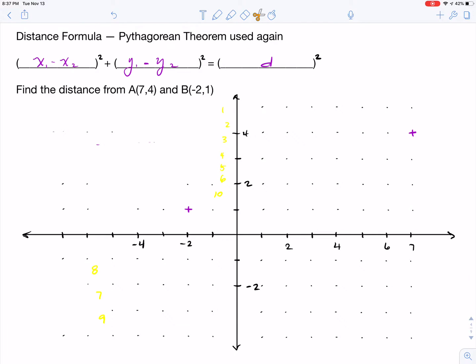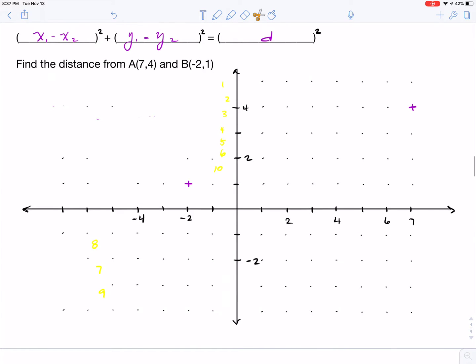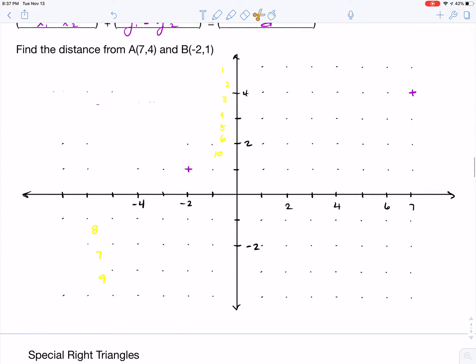So I have an example here that says that we are to find the distance from point A to point B, where point A is at the coordinate 7, 4, and I have it over here marked, and point B is at the coordinate negative 2, 1. If I go ahead and connect the two dots, I'm trying to find out how long that segment is. So we're going to use the distance formula to do that.